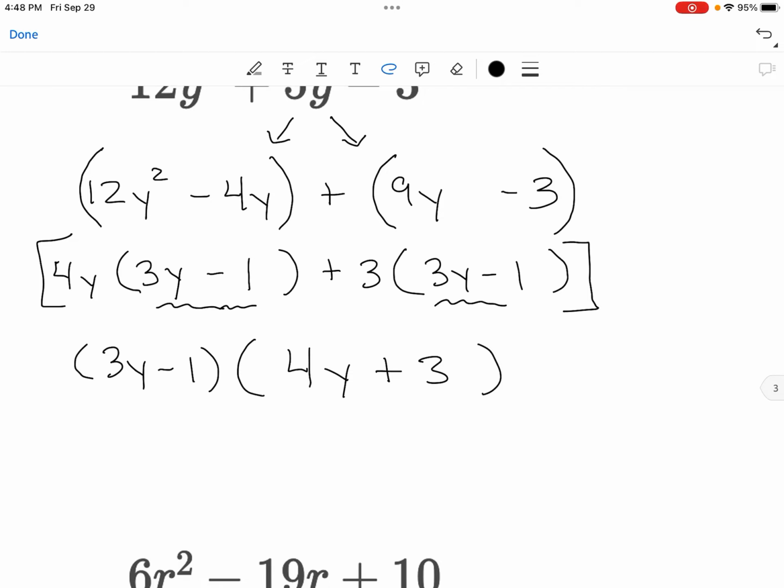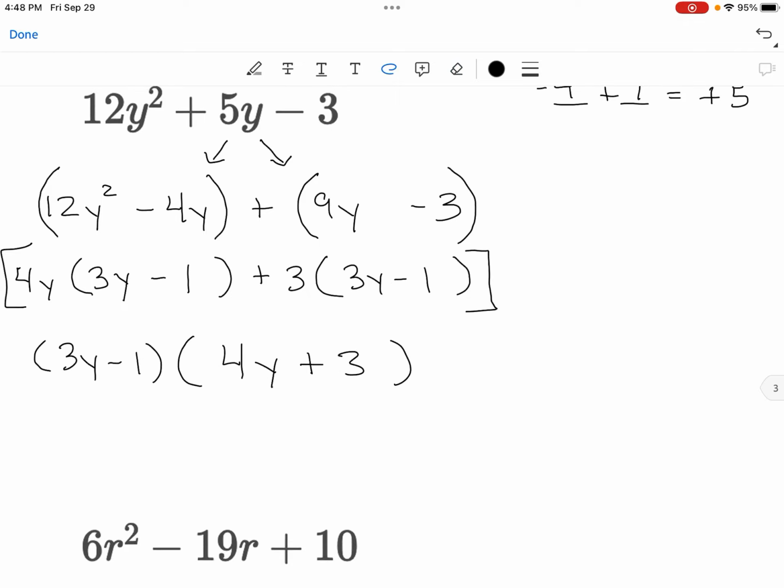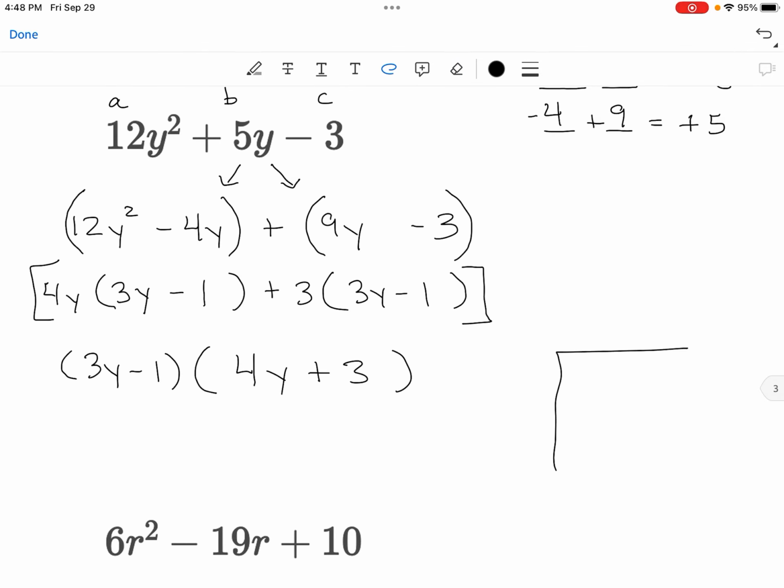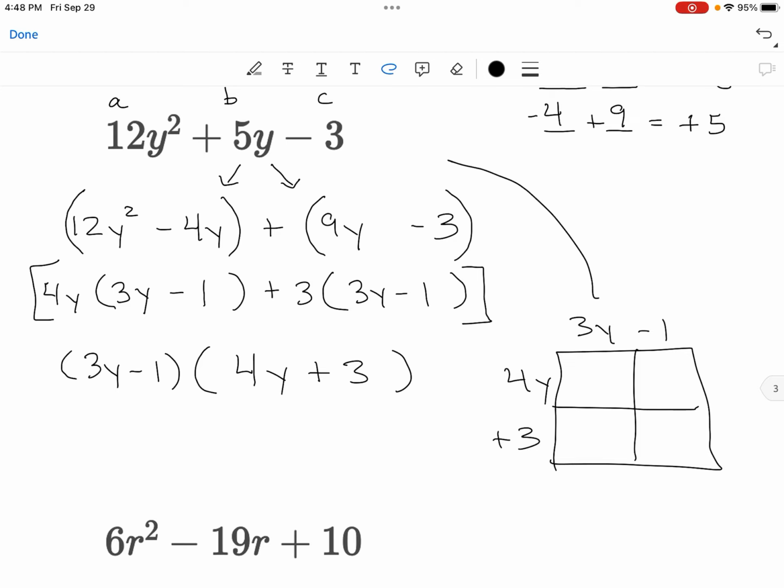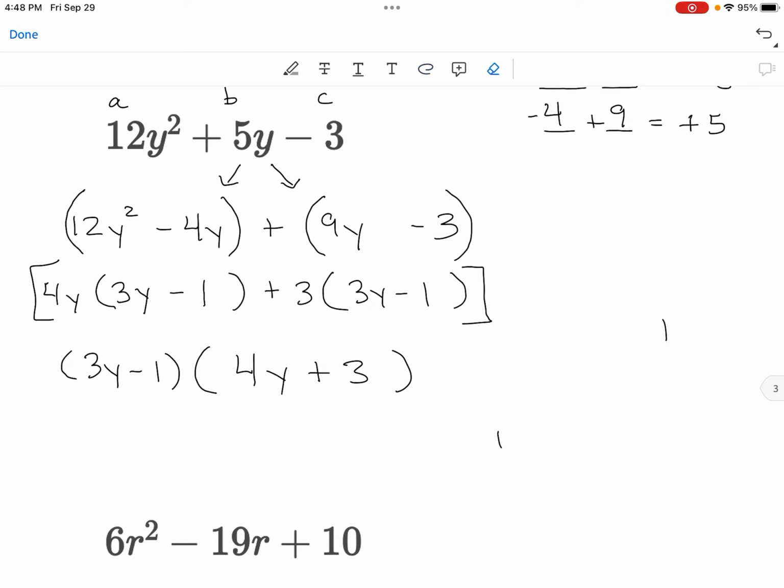And if you wanted to, you could check this with the box method. Again, I'll at least get you started with the box method. If you were to multiply the 3y minus 1 and the 4y plus 3, you should be able to check that it's going to get you back to that product, 12y squared, 6y minus 5. Yeah, it's going to work. I'm just mentally doing it in my head, but that should be good. That should be the factorization for it.